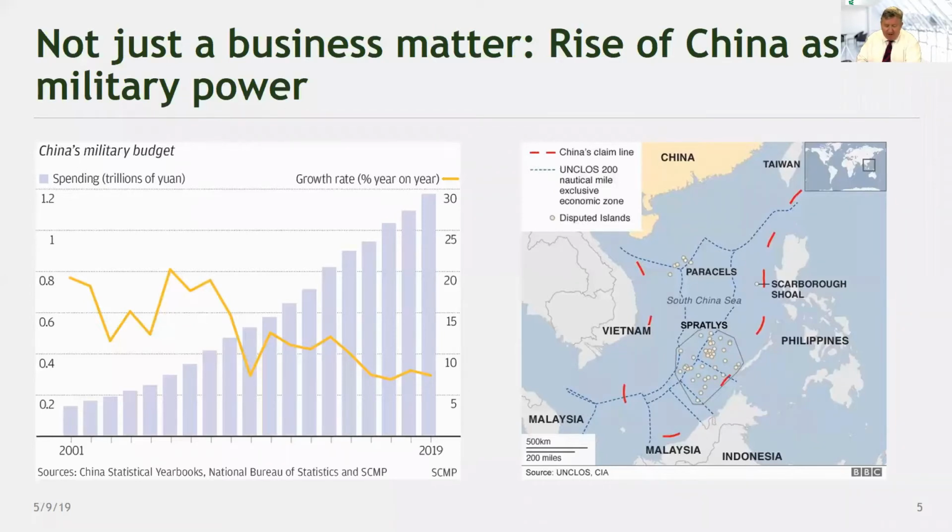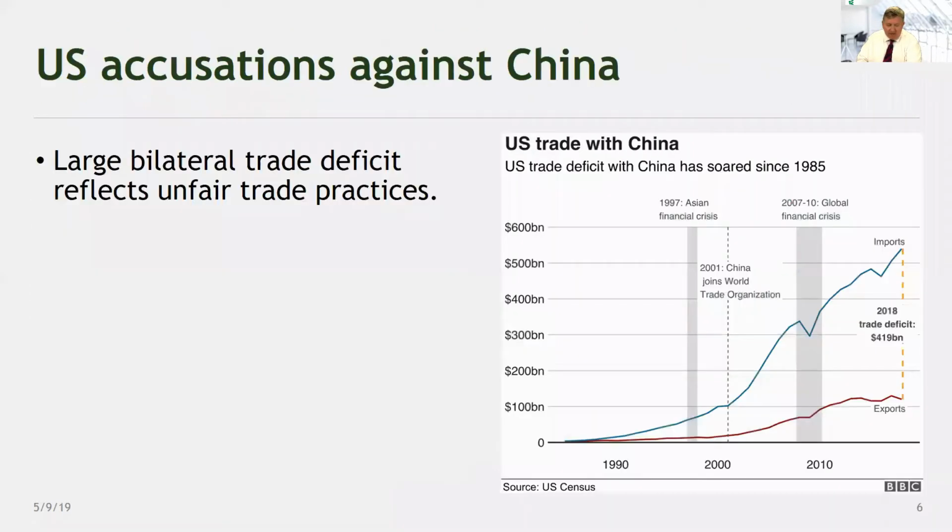So having laid out the Chinese juggernaut, let's now turn to the US accusations against China. Now, of course, the United States is the number one foremost economic and military power, and it sees a rising competitor in China, and it over time has made a number of accusations about Chinese economic practices or business practices which it thinks are unfair. And I'm just going to take you through them.